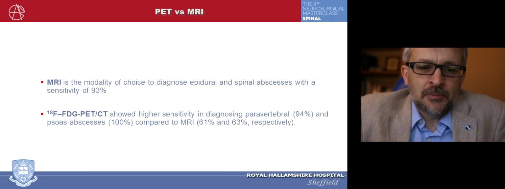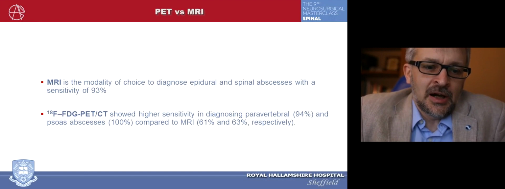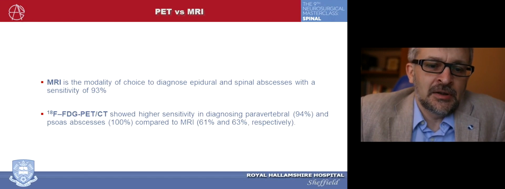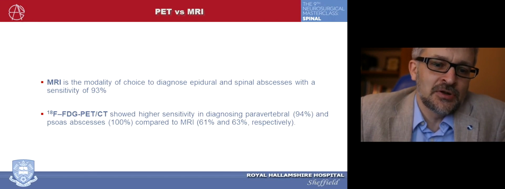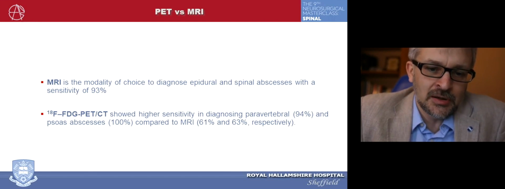Now, if you compare PET and MRI scan, MRI is the modality of choice to diagnose epidural and spinal abscess with a sensitivity of 93%. So it is a high sensitivity. PET shows higher sensitivity in diagnosing paravertebral and psoas abscess, and usually it is more sensitive in the early stages.